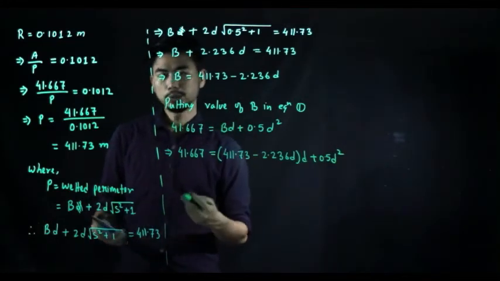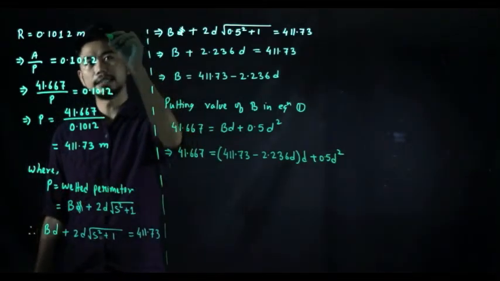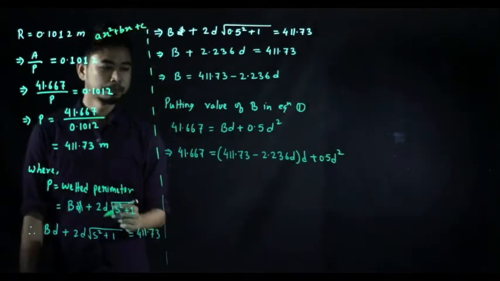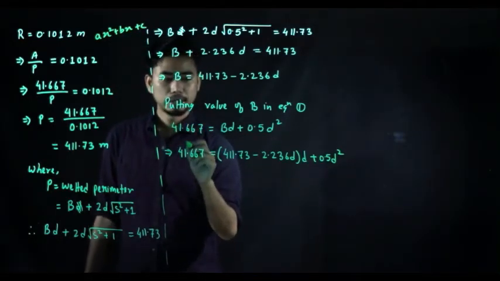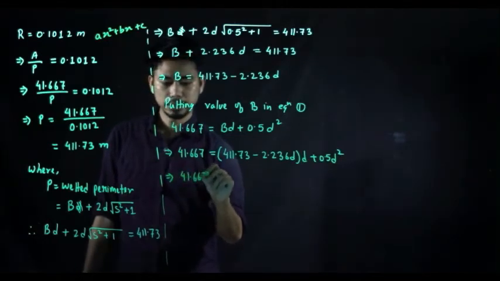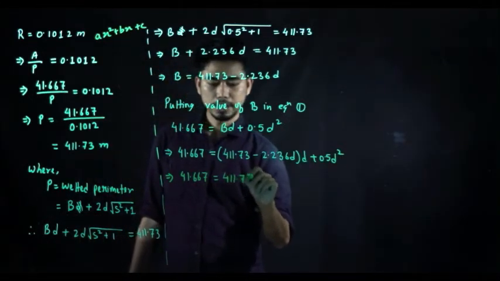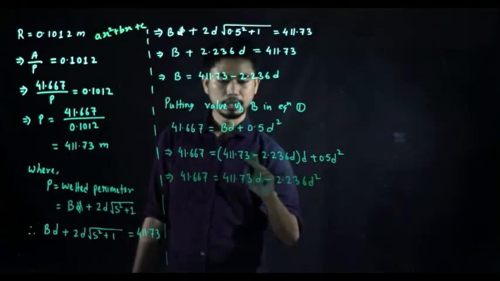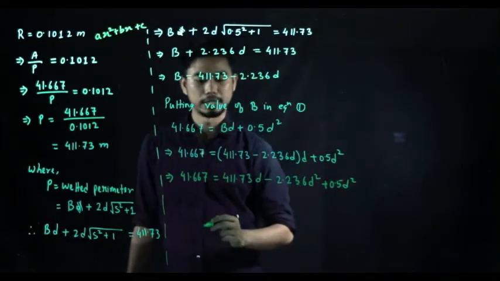Now we can use the equation solver in our calculator, but to solve this equation, we have to arrange this in the ax square plus bx plus c format, isn't it? That means something x square plus something x plus something c. So this can be written as 41.667 equal to, we will have to split both the terms, 411.73 D minus 2.236 D square, I multiply this with D also. Then we have 0.5 D square already.